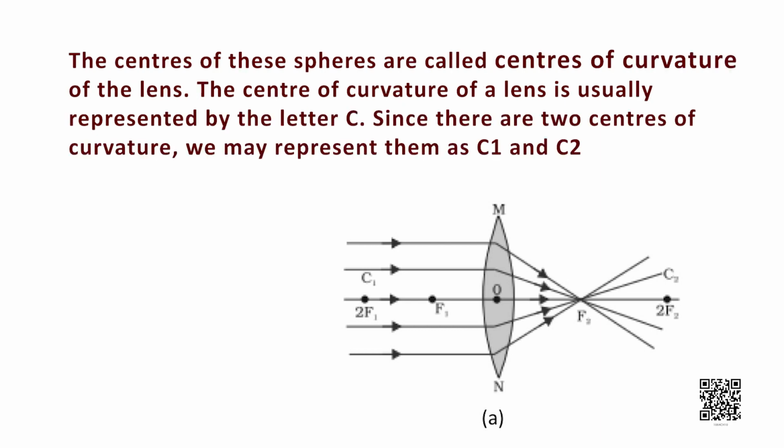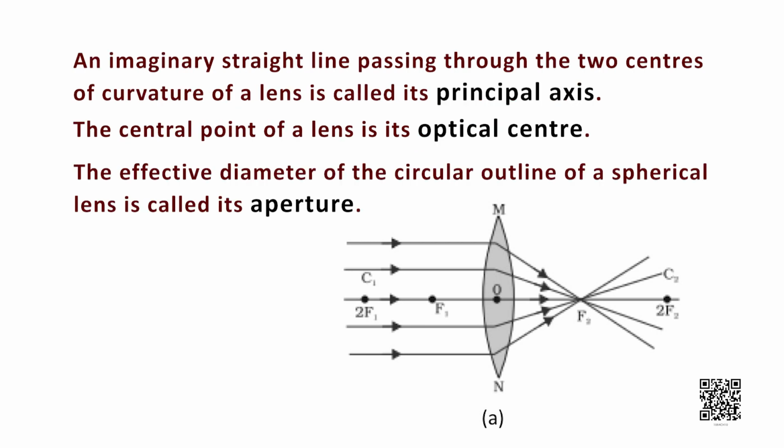The centers of these spheres are called centers of curvature of the lens. The center of curvature of a lens is usually represented by the letter C. Since there are two centers of curvature, we may represent them as C1 and C2. An imaginary straight line passing through the two centers of curvature of a lens is called its principal axis.